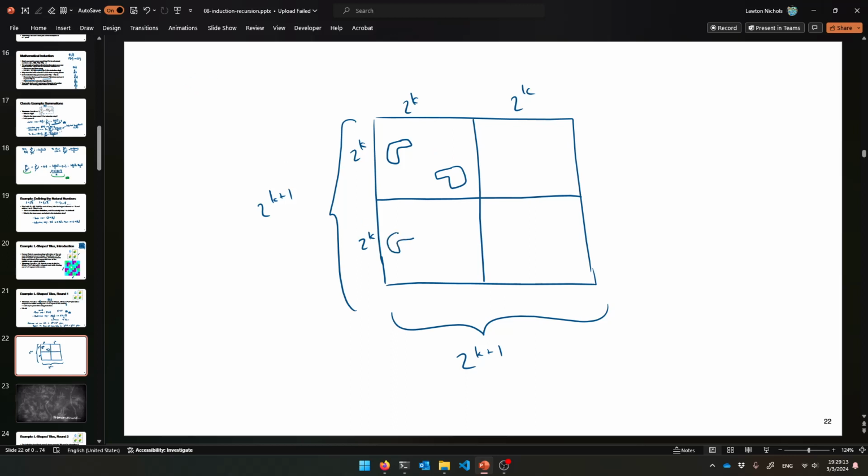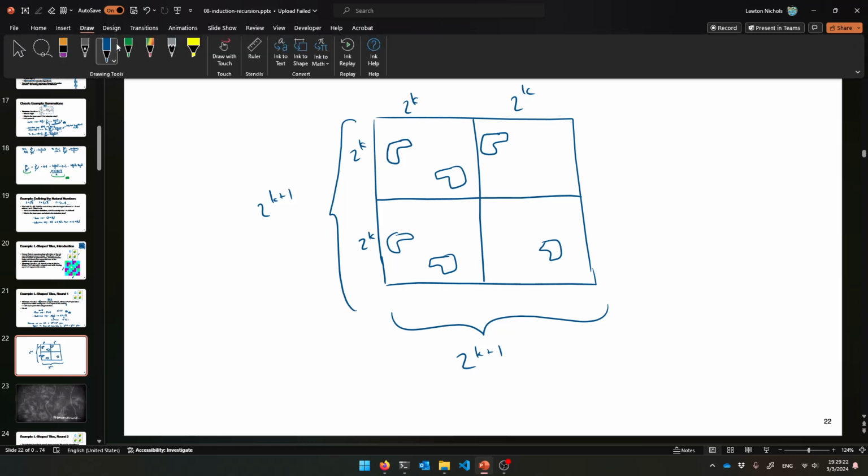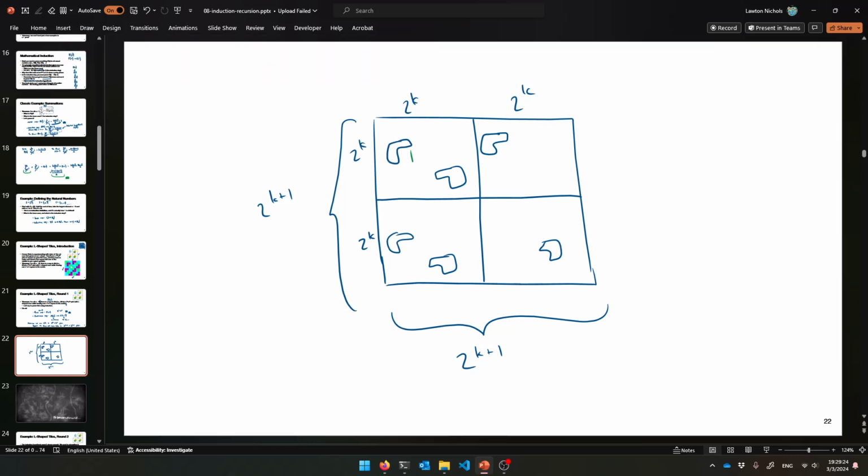We can tile this guy with our L-shaped corn in some weird way, and we can always leave out a square in the center of that 2^k by 2^k plot for a sprinkler. Like maybe it's over here, or it's over here, or it's over here, and it's over here. We can always put a sprinkler there. All right, you see that? So that's what our inductive hypothesis gives us. We know that is true. We can get that by assumption.